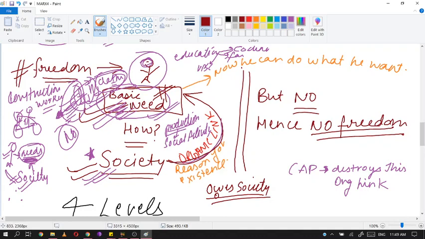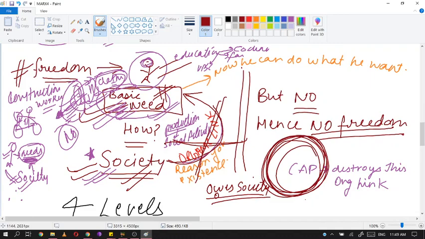This organic link, who is destroying this organic link between man and society? Capitalism is. Capitalism destroys the organic link between man and society. Society comes into existence for fulfilling basic needs of man. These basic needs are not getting fulfilled because education is privatized, health is privatized. If society starts doing this function, how will you earn profit?